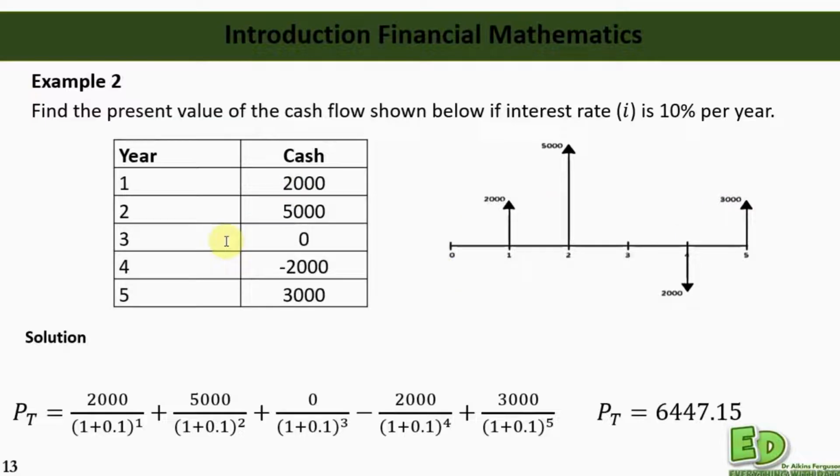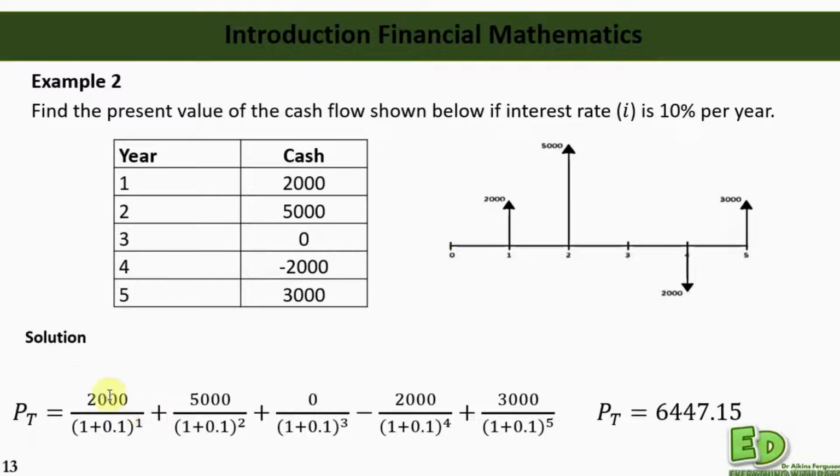Remember that you don't have any period 0 here, so it's represented at the end of each of the years, right? End of year 1, 2000, end of year 2, 5000, end of year 3, 0, end of year 4 is an outflow of 2000, end of year 5 is an inflow of 3000. So you have to find the present value of all these future amounts from year 1 to year 5. We are bringing all of these values to period 0.